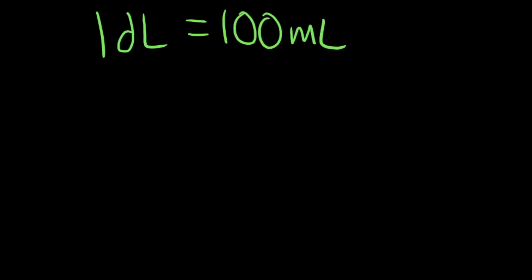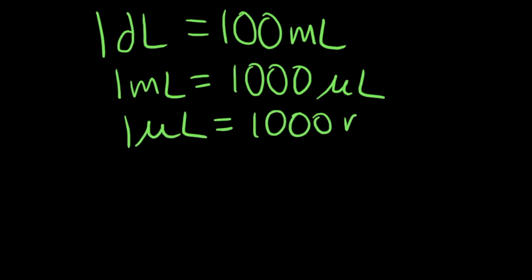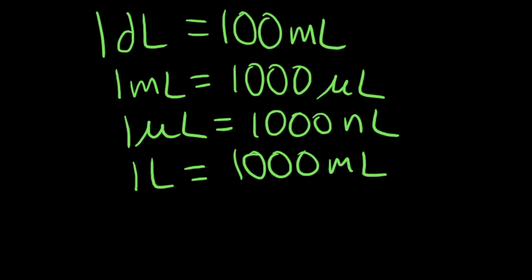The next one we'll look at is 1 deciliter is equal to 100 milliliters. Now, milliliters, you're going to have to know all of these, deciliter, milliliter. You may also need to know that 1 milliliter is equal to 1,000 microliters, or 1 microliter is equal to 1,000 nanoliters. And most of us will have this memorized, but 1 liter is equal to 1,000 milliliters. These are just some conversions important to know, because you might have to convert between micro and nano.